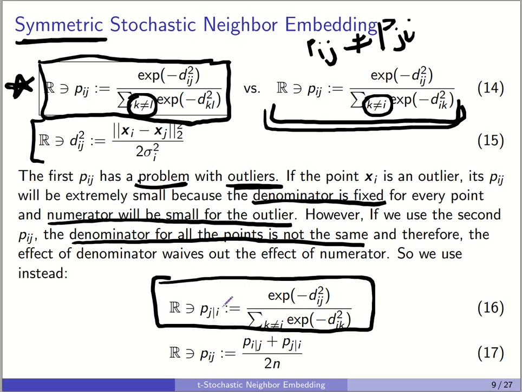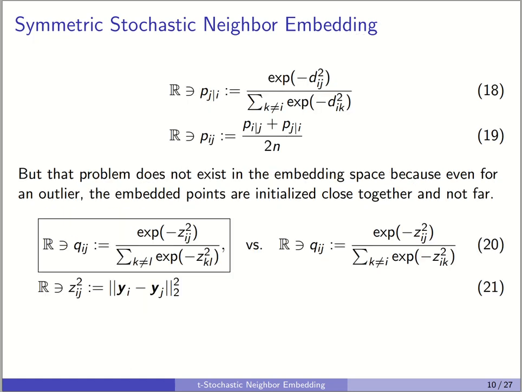We denote it with this. It means that we take the probability that xi takes xj as its neighbor. But we say that we want Pij to be the average of Pij plus Pji. We'll also normalize it by n. So in this way it has become symmetric, but we don't have the problem with outliers. So we use equations 16 and 17 for symmetric SNE.